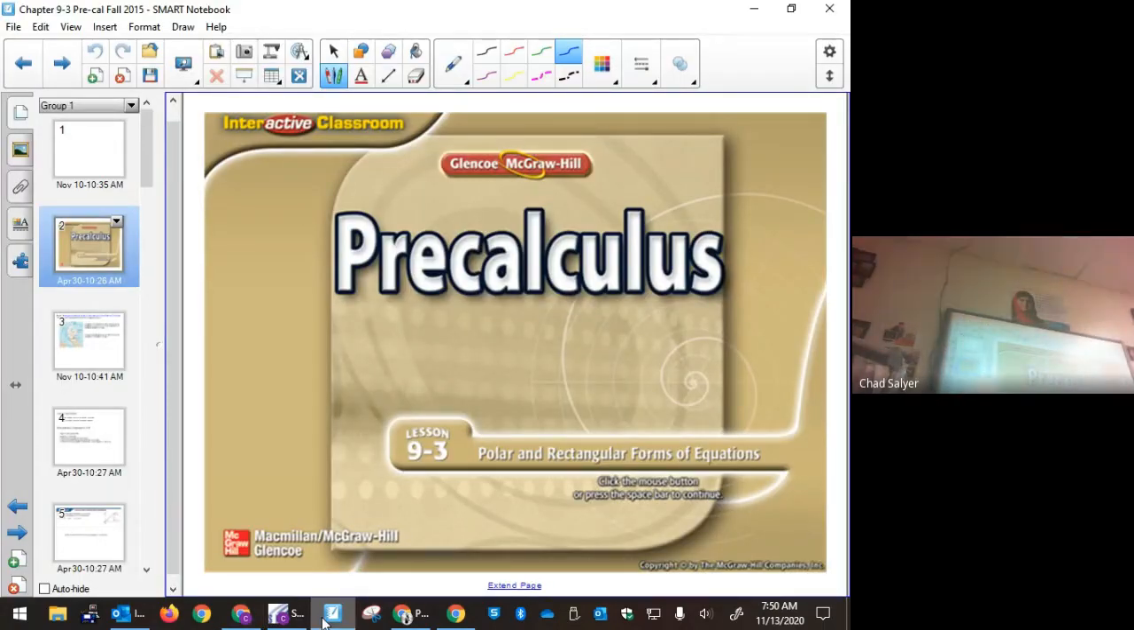So polar is what we've been working with the last couple days. That's where you have a radius and a theta. Radius is the distance from the origin, and theta is the angle to the horizontal. Now rectangular is exactly what you've always worked with, an x and a y value. So you've got so many x units right or left and so many y units up or down to find a point. So we're going to talk about the way to go back and forth between those values.